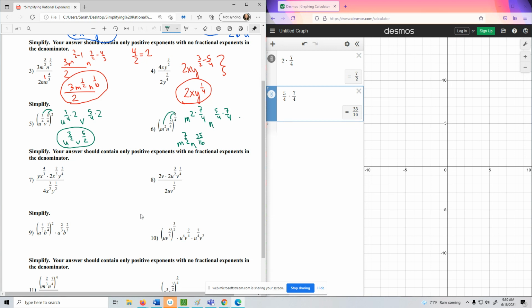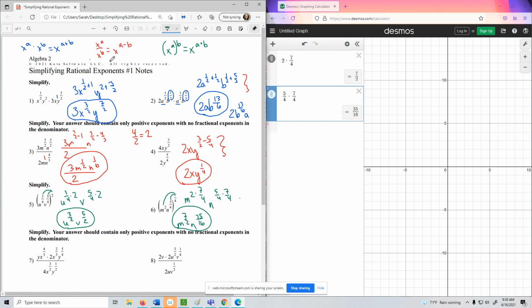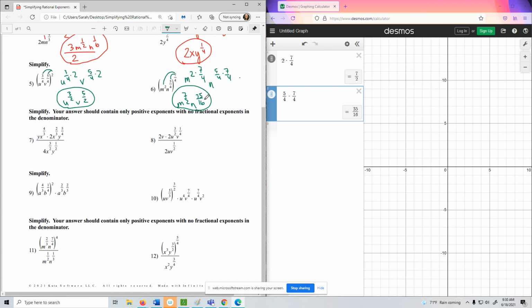So you might end up with some unusual looking fractions like 35 over 16. That is perfectly fine. Once you start dealing with power of a power, you can get some larger numbers in your fractions. Not a problem whatsoever. The rest of the problems we'll be looking at today will combine product rule, quotient rule, power rule in some capacity.